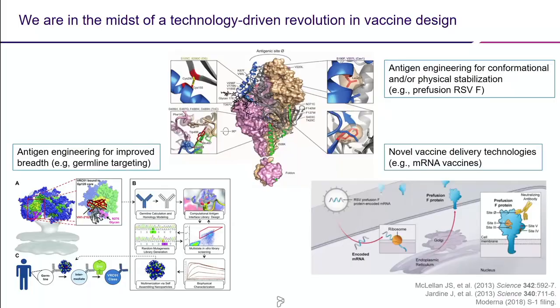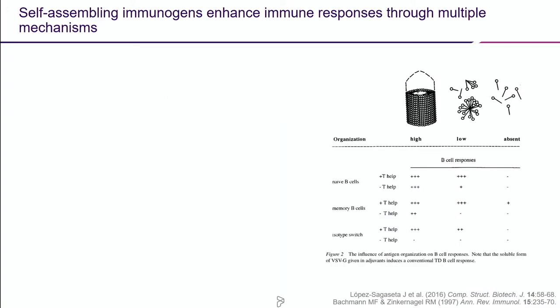So this is just some examples of the exciting things that are going on in the vaccine field these days. So one of the things that my group is focusing on and that we're particularly excited about, and it's one piece of these new technologies, is self-assembling immunogens.